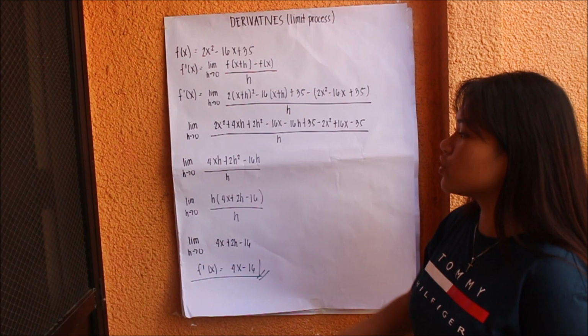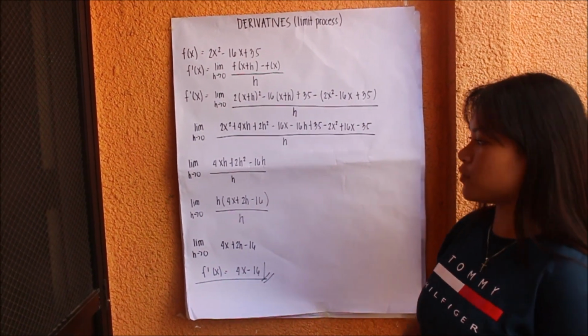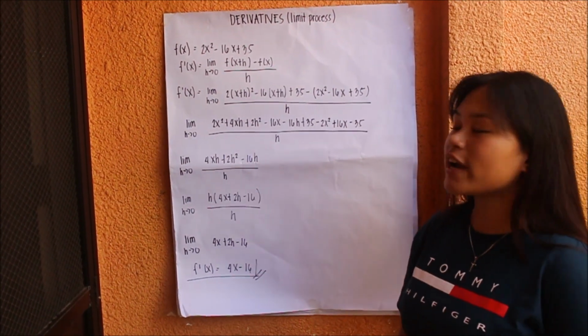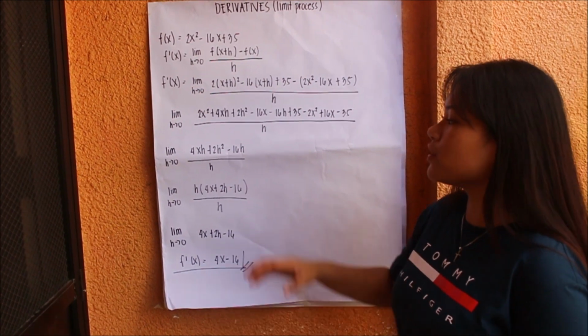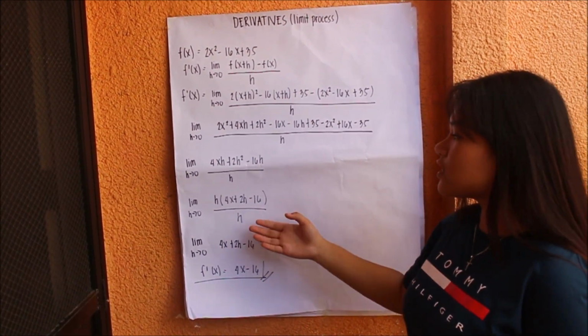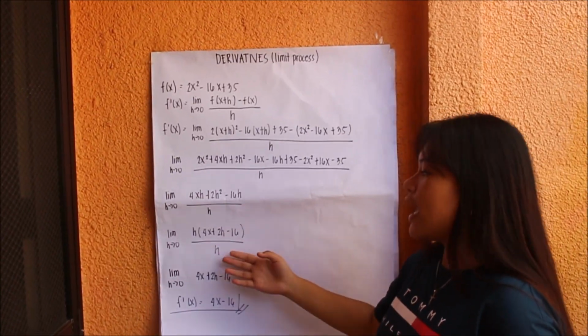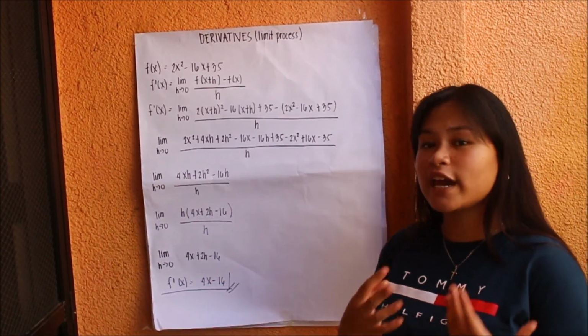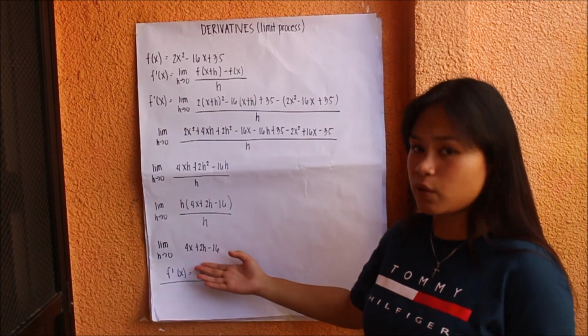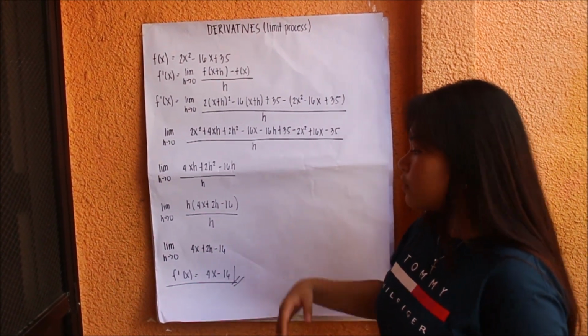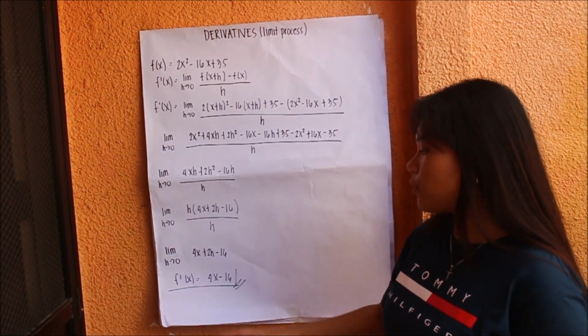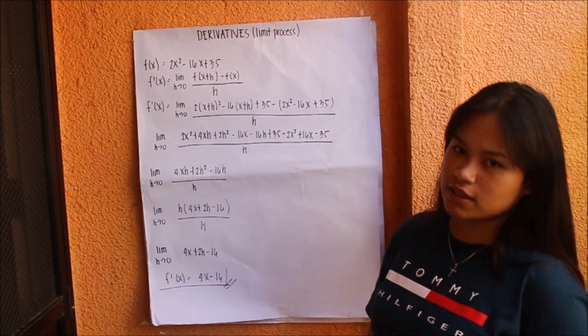The next thing is you need to cancel out all the like terms, so we come up with this equation: 4xh plus 2h squared minus 16h over h. The next thing you will do is factor out each term, so we come up with this equation. After that, you replace all the h with 0, and lastly, my final answer will be f prime of x equals 4x minus 16.